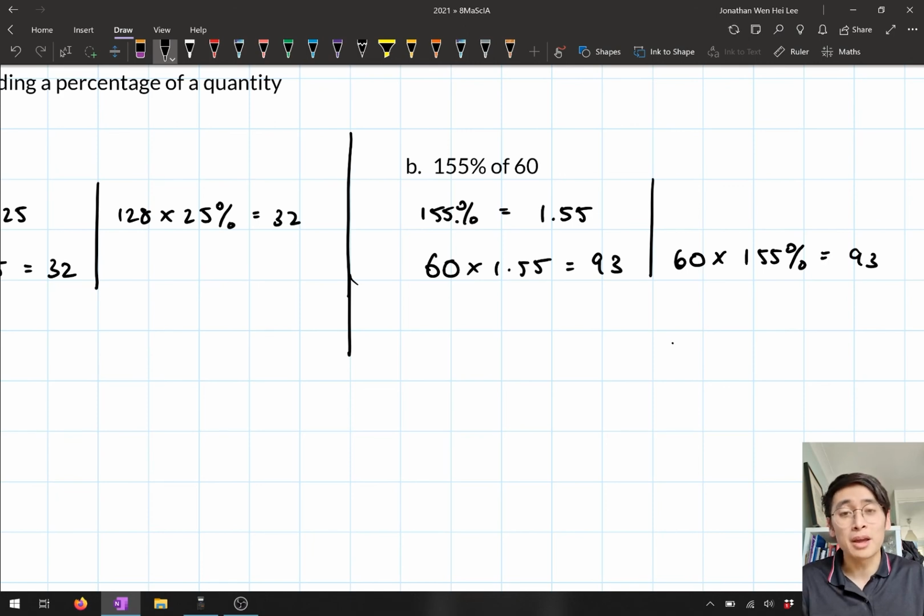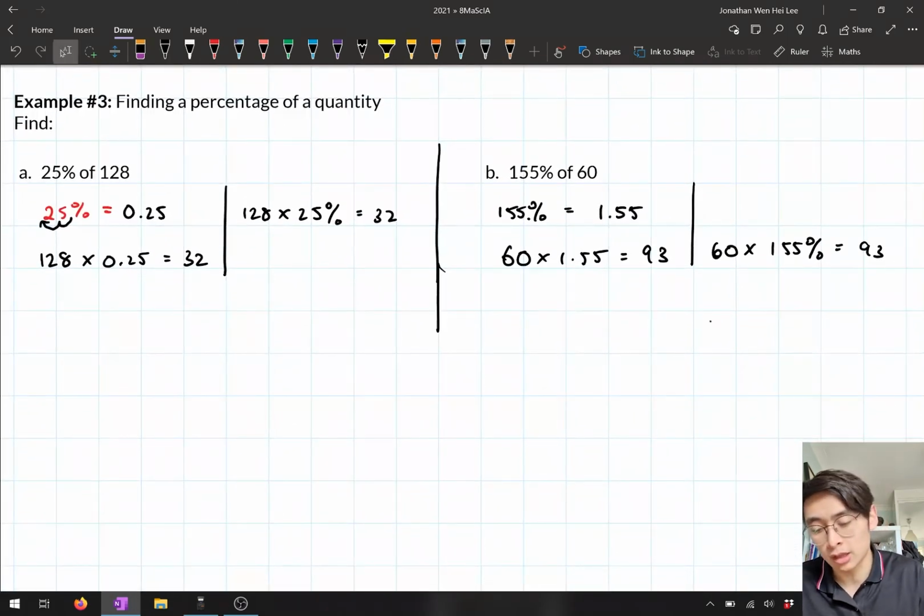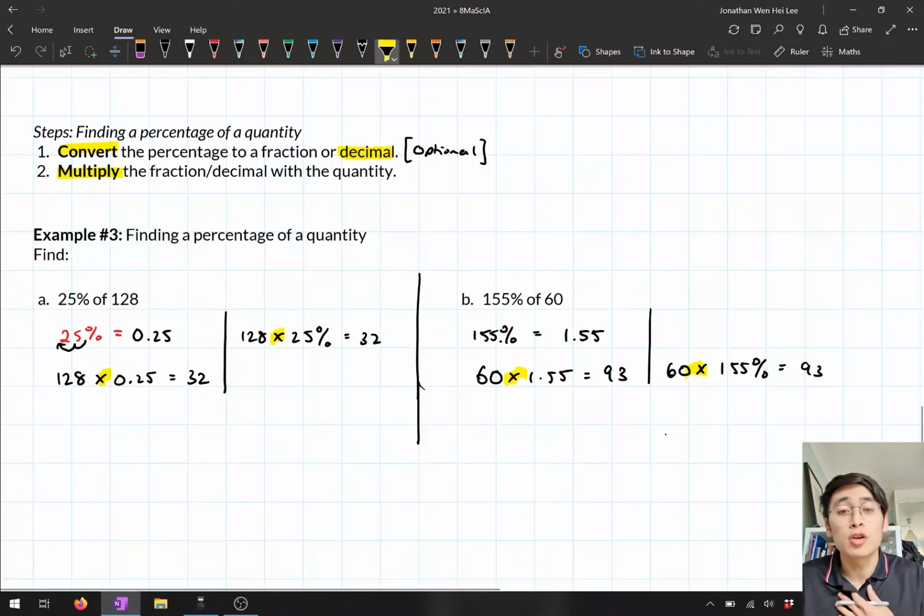When we are trying to find a percentage of a quantity, what we want to do is multiply. That's the main operation that we're doing here. So we're multiplying. The step before that I added is up to you if you want to do it. I usually do it because I find it a lot easier to type this in your calculator than having to find the percent symbol. Usually what you can do is for the first step, you can convert your percentage to a fraction or a decimal and then multiply that number with your original amount.